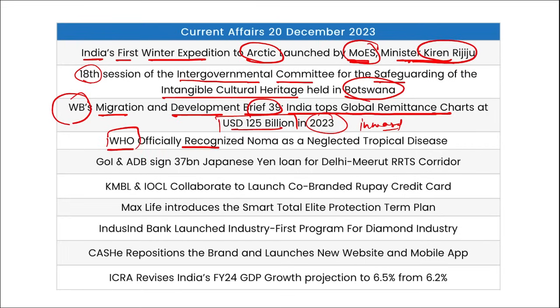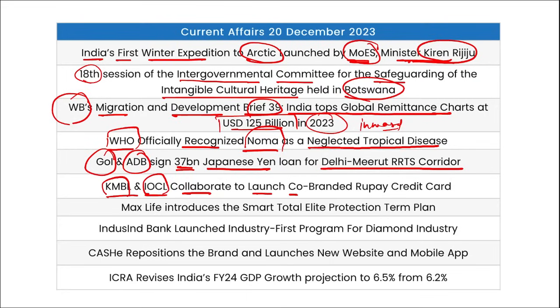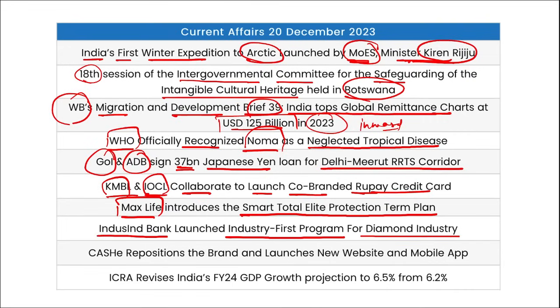WHO officially recognized Noma as a neglected tropical disease. Then Government of India and Asian Development Bank signed a 37 billion Japanese yen loan for the Delhi-Meerut RRTS corridor. KMBL and IOCL collaborated to launch a co-branded RuPay credit card. Max Life introduces the Smart Total Elite Protection Term Plan. IndusInd Bank launched the industry's first program for the diamond industry. Cashe repositions the brand and launches a new website and a new mobile application.